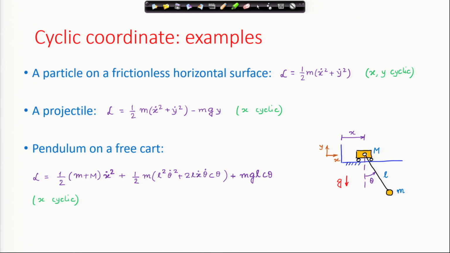And what is the interpretation of this? The momentum conjugate to x, which is linear momentum in this case, is conserved. So, the linear momentum of the system in the x coordinate direction is conserved.